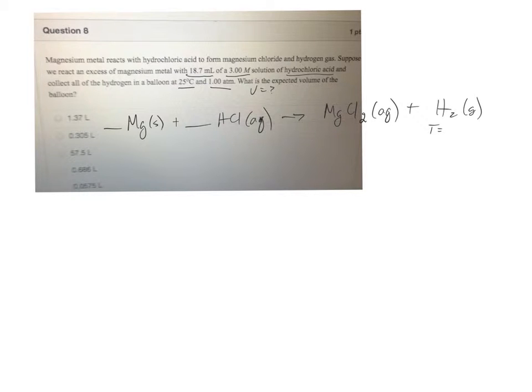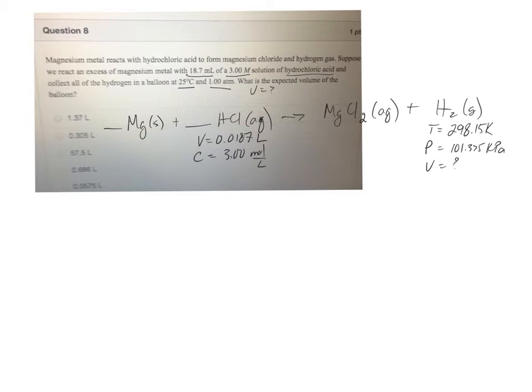How much? 273.15, so that's 298.15 Kelvin, and the pressure is 1 atmosphere, but I have to do it in kilopascals, so it'd be 101.325 kilopascals. Okay, and they're looking for the volume. And they gave us this information about hydrochloric acid. They gave me a volume of 0.0187 liters and a concentration of 3 moles per liter.